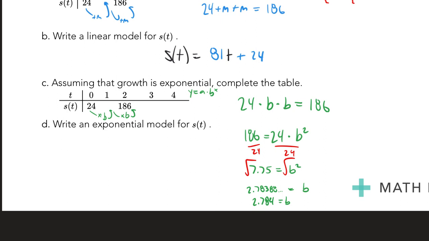So writing our model, S of t, starting value, which was 24, times 2.784 to the t power.